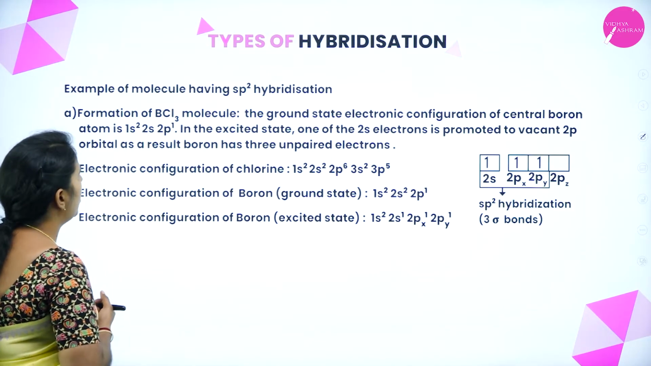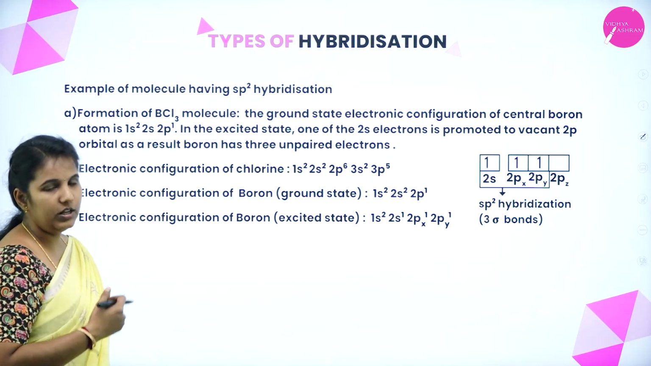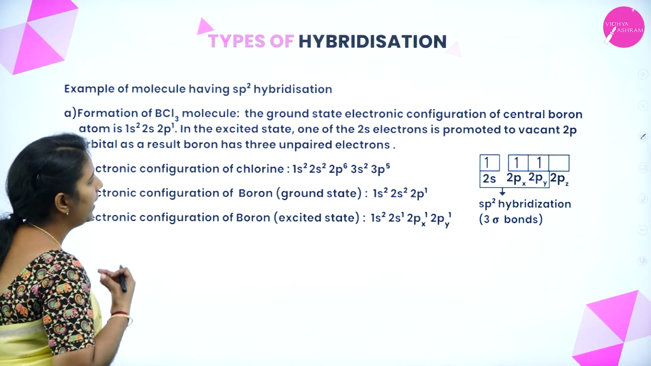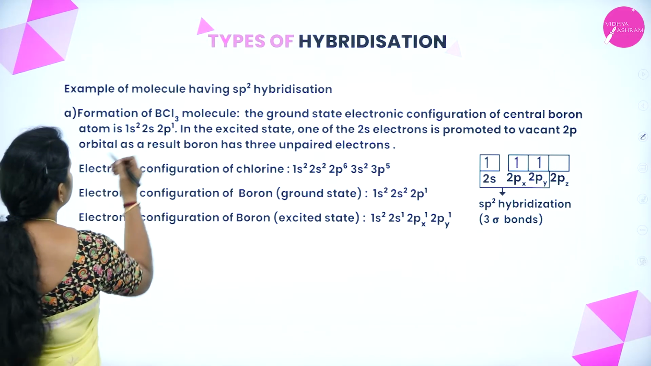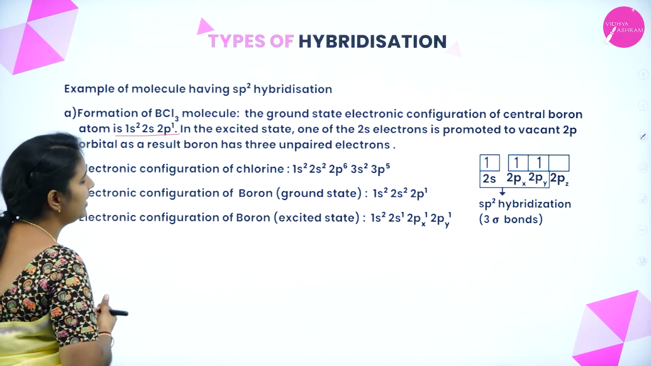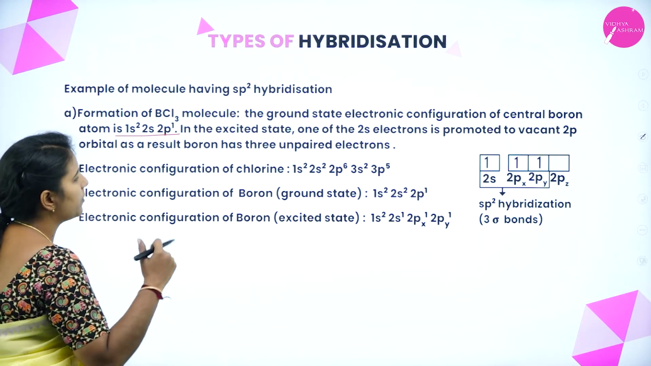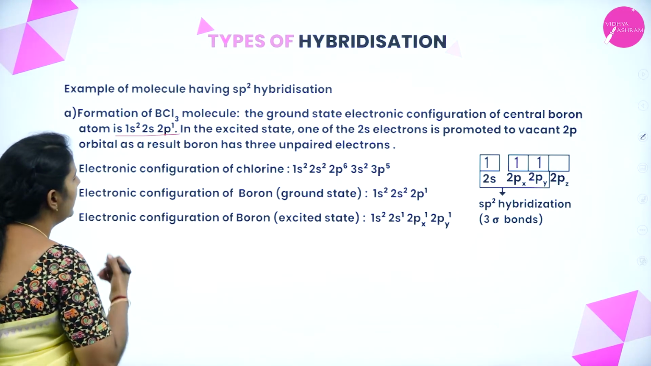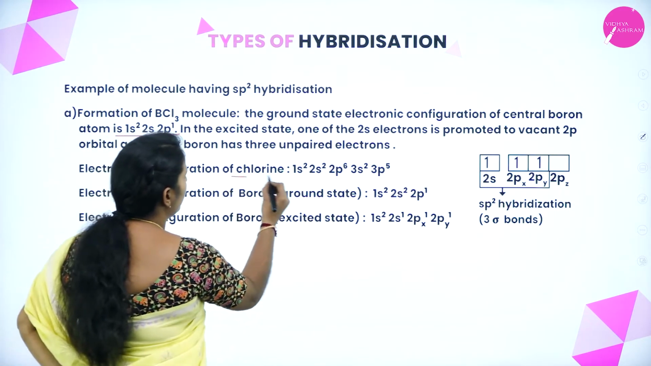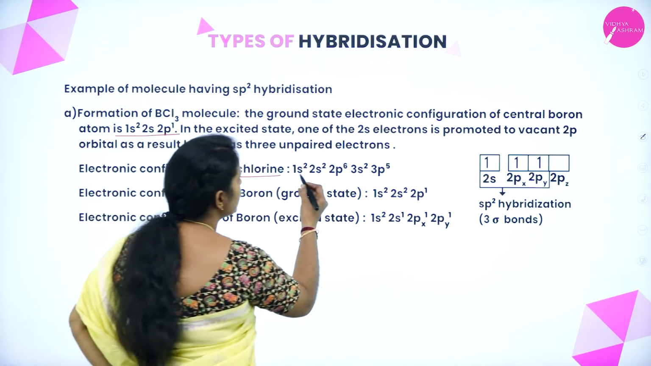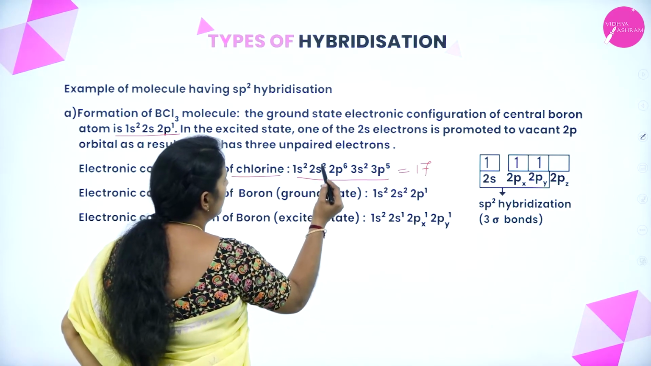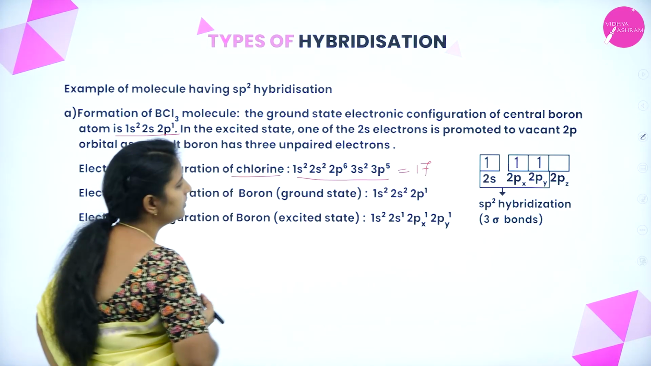We'll take the example of the BCl3 molecule, that is boron chloride. The ground state electronic configuration of boron is 1s2, 2s2 and 2p1. In the excited state, a 2s electron is promoted to the vacant 2p orbital and results in the formation of unpaired electrons. Whereas in the case of chlorine, how many electrons does it have? It has 17 electrons. You can see the electronic configuration: 1s2, 2s2, 2p6, 3s2, 3p5.